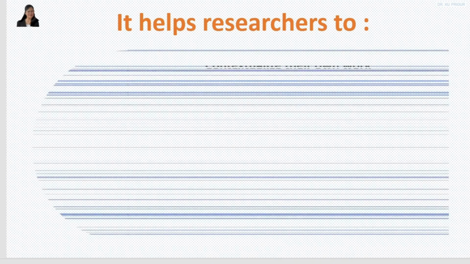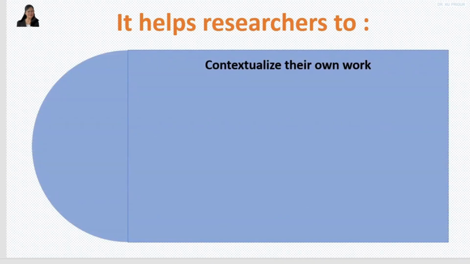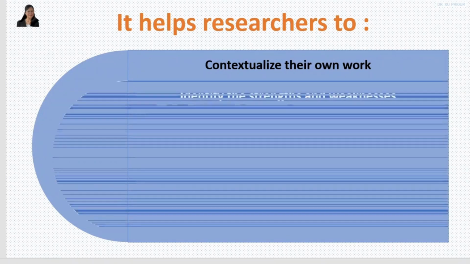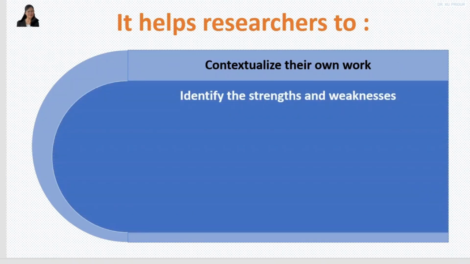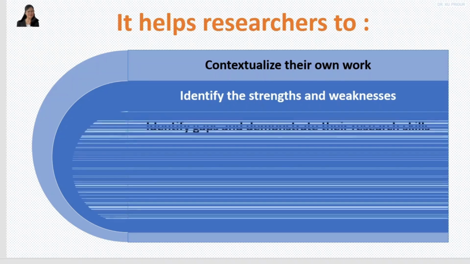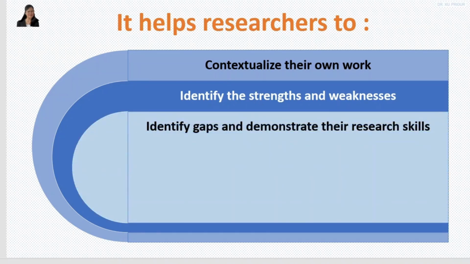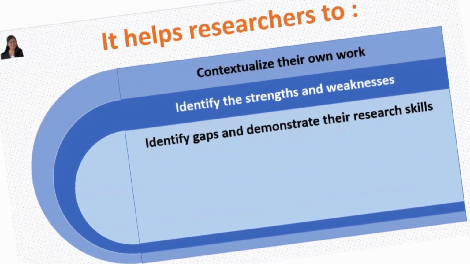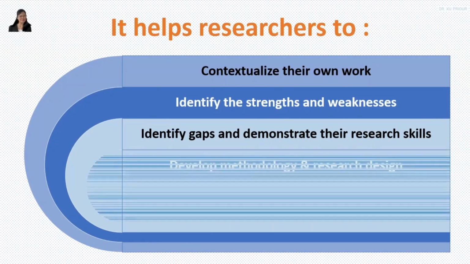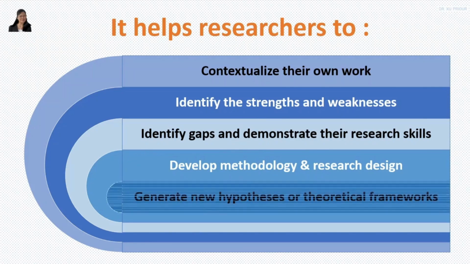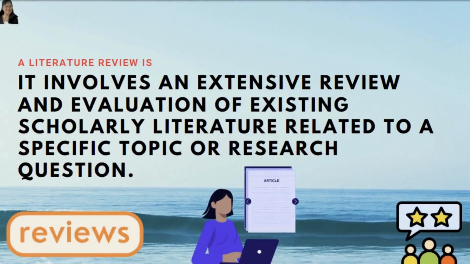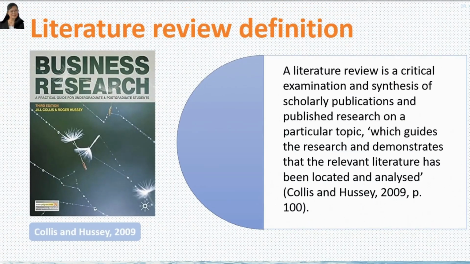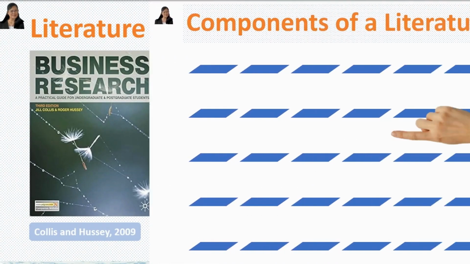It helps researchers to contextualize their own work within the broader academic landscape, identify the strengths and weaknesses of previous studies, and identify gaps that merit further investigation. Additionally, a well-executed literature review demonstrates the researcher's familiarity with relevant literature and serves as a foundation for generating new hypotheses or theoretical frameworks. Once we have a good grasp of what a literature review is, let's move on to the components of a literature review.